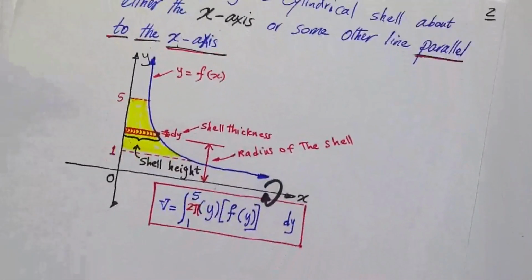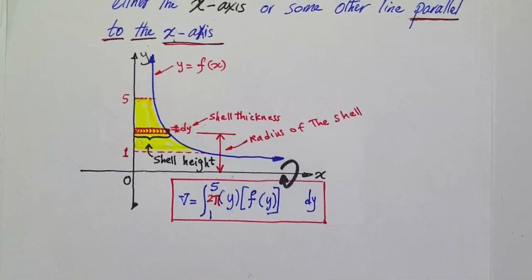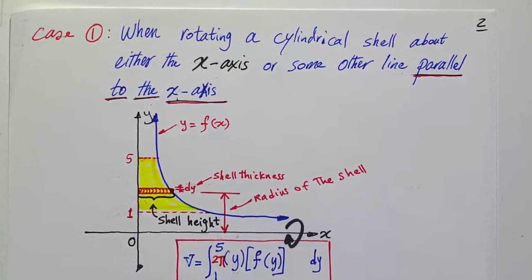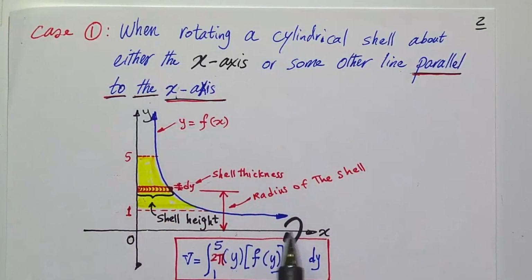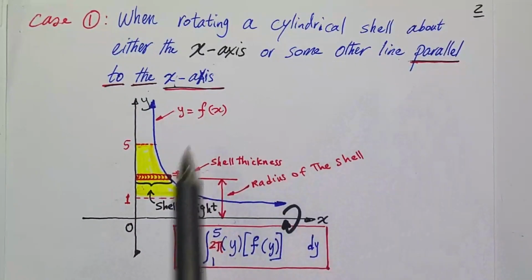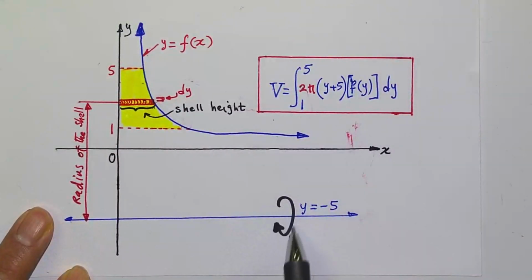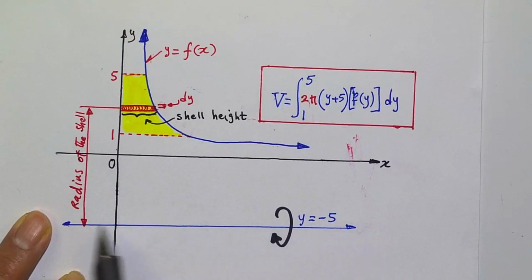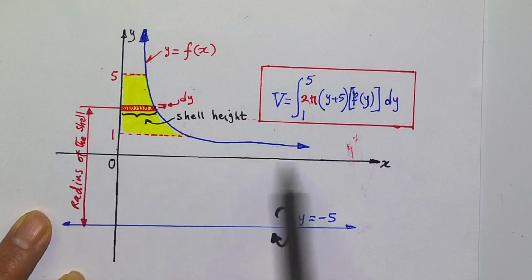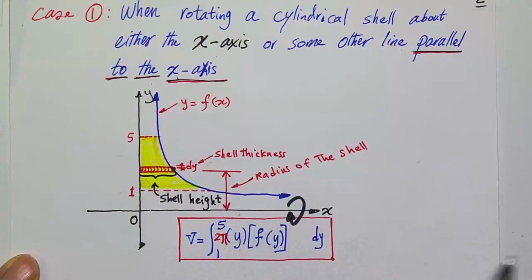All right. The next slide, as I promised, talks about the geometrical interpretation of the height of a shell and the radius of a shell. Let's call this case 1. We're rotating a cylindrical shell about either the x-axis or some other line that is parallel to the x-axis. This arrow is the symbol for rotation. In the bottom picture, we're rotating about the line y equals -5, which is parallel to the x-axis, but here we're rotating about the x-axis itself.